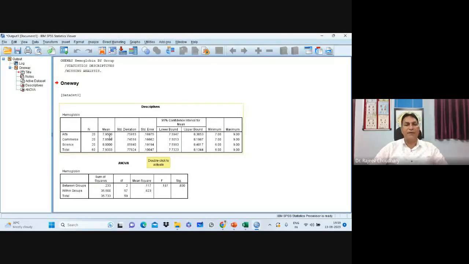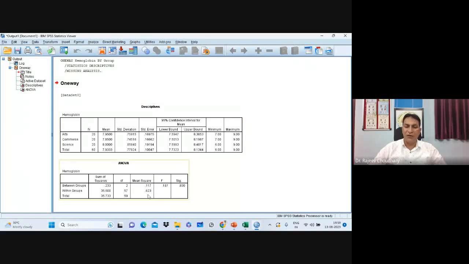See, for this mean value, in Excel we were using the terminology average, but here we are using the terminology mean. Our mean for the arts group is 7.95, 7.85, and 8. And this is the total combined mean of all 3 groups. We have standard deviations, and the minimum and maximum scores also. The output of SPSS is more meaningful in nature. And we have the confidence interval for the mean also.